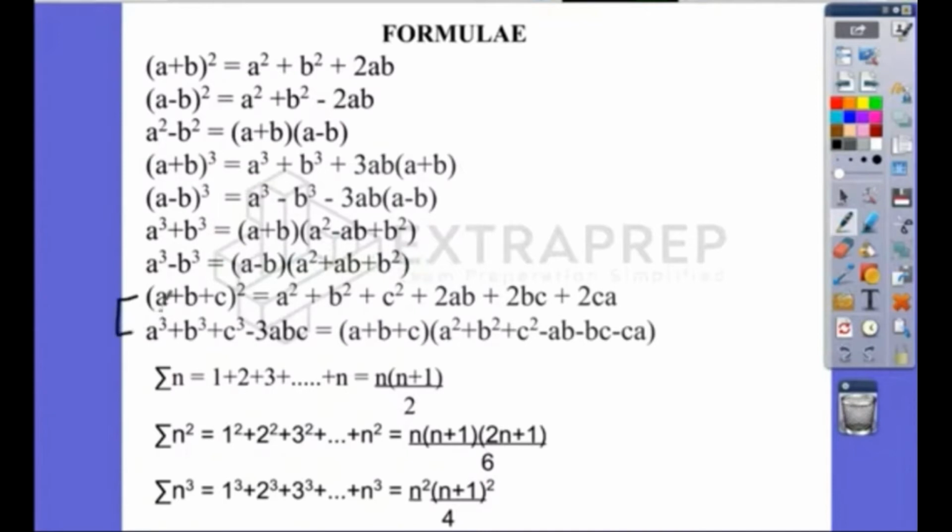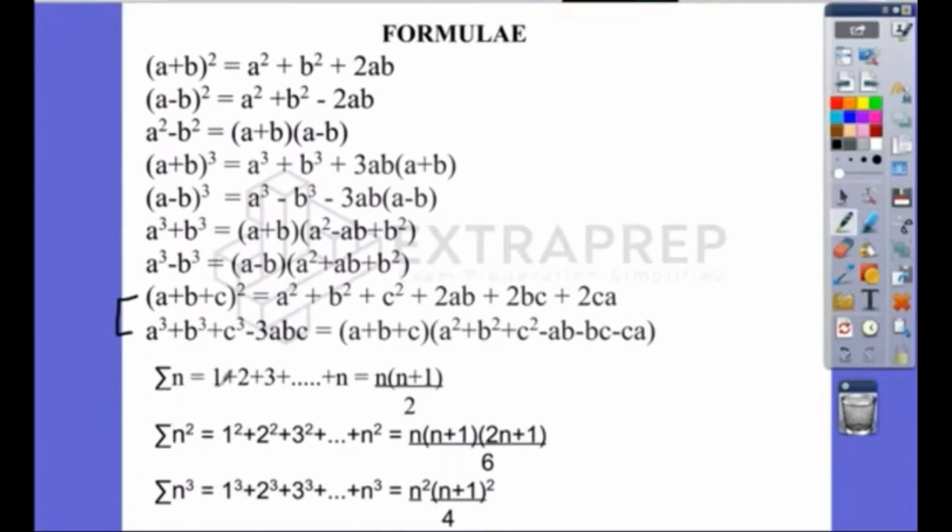Now these two are new to you. A plus b plus c whole square is a square plus b square plus c square plus 2ab plus 2bc plus 2ca. A cube plus b cube plus c cube minus 3abc is equal to a plus b plus c into a square plus b square plus c square minus ab minus bc minus ca. Then the last three formulae, let me explain and then you can copy it down.